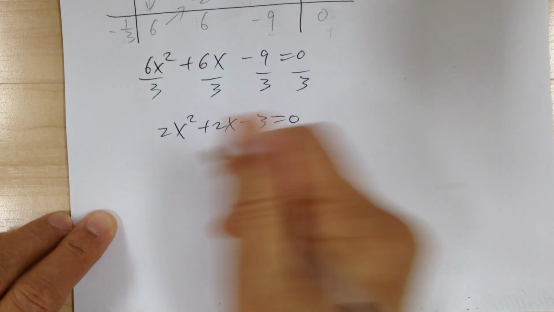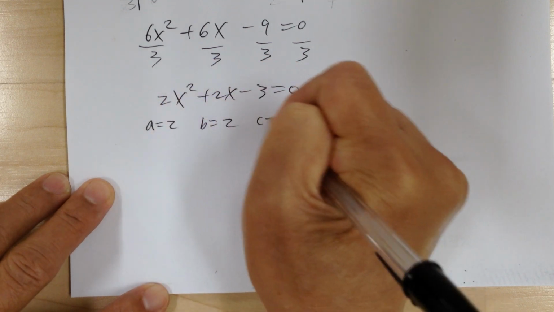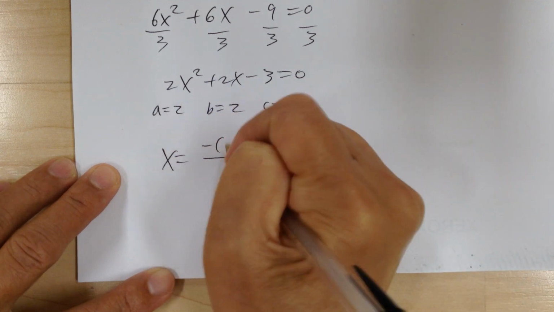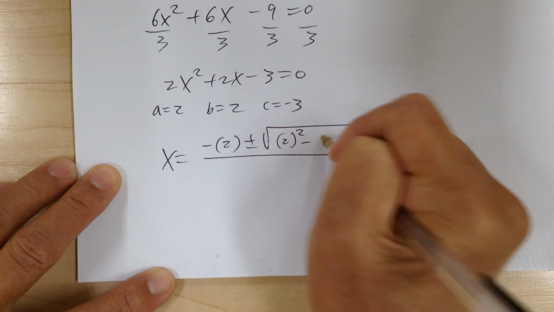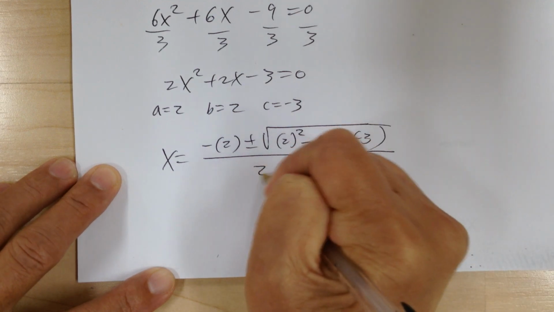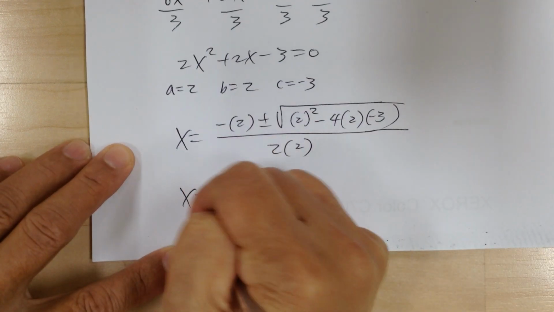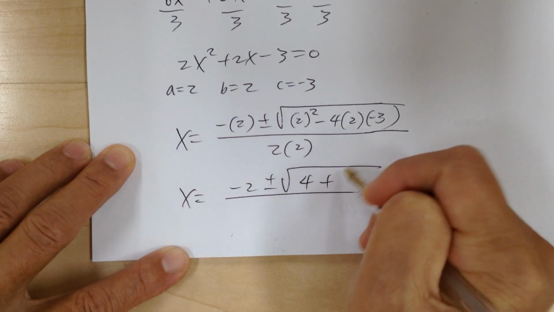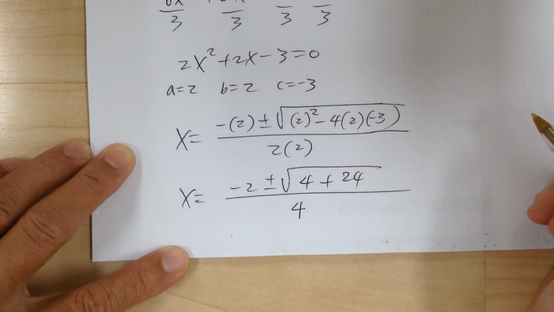And then from here, you can go and use the quadratic formula. So a equal to 2, b equal to 2, c equal to -3. So you got x equal to -b plus or minus square root of b squared minus 4ac over 2a. Okay, and so you can work it through. So you got -2 plus or minus square root of 4 plus 24 over 4.